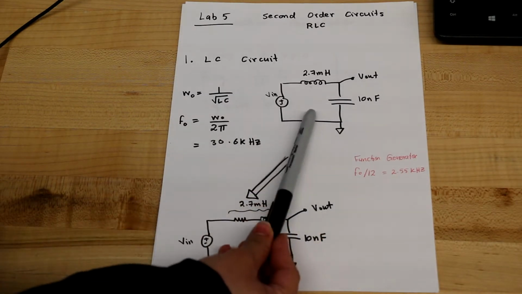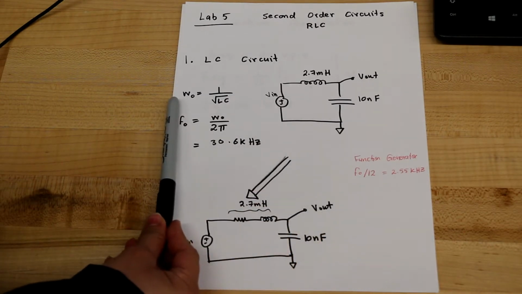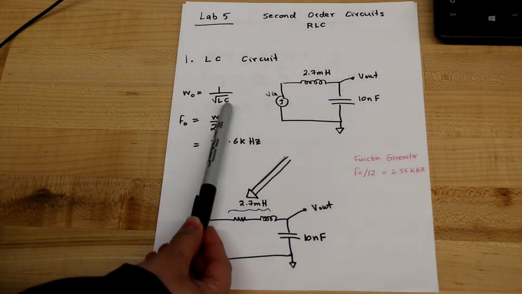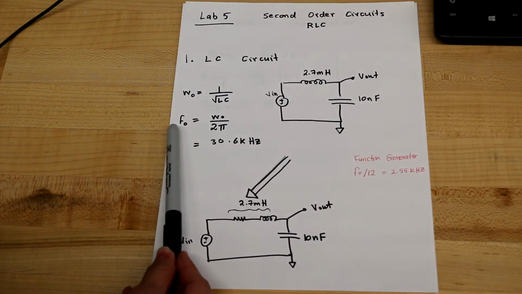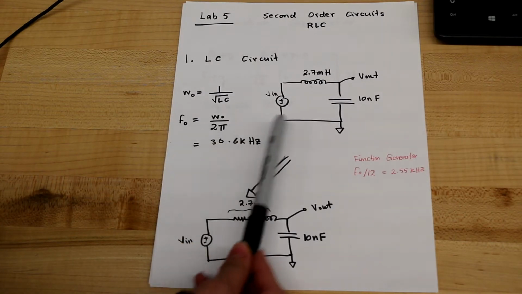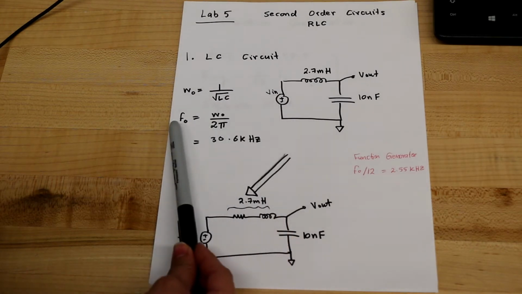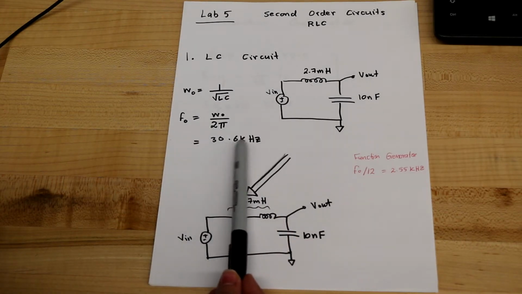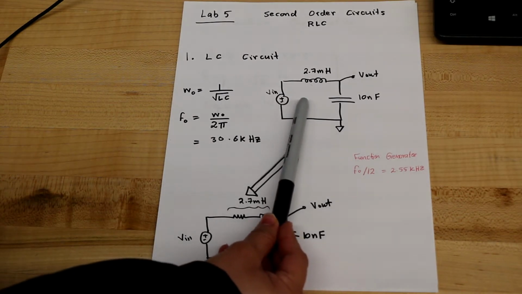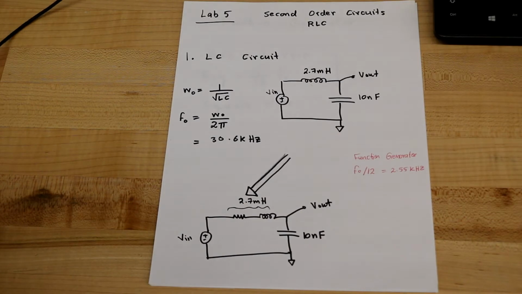So for the LC circuit, the resonant or the natural frequency is 1 divided by the square root of L times C, and of note, the frequency equals omega naught divided by 2 pi. So for this circuit, the resonant frequency is 30.6 kilohertz. You simulated this circuit in the pre-lab and you got this waveform.